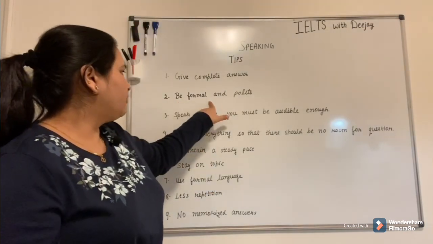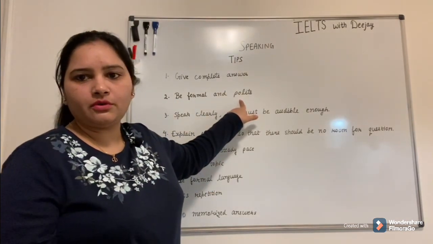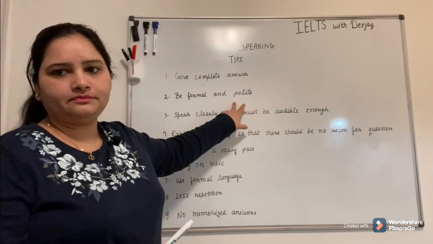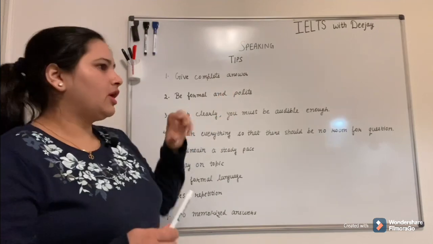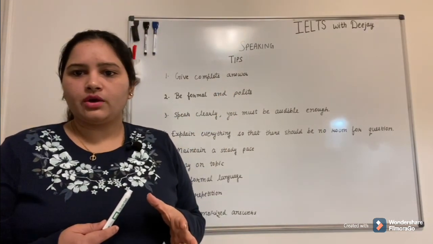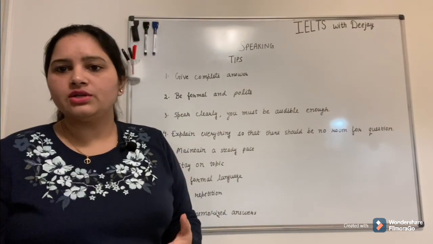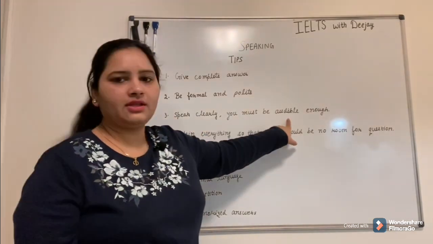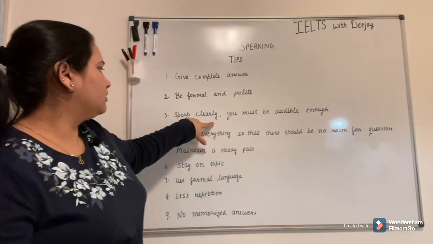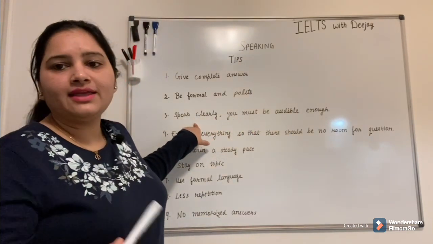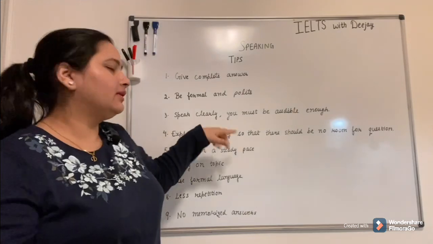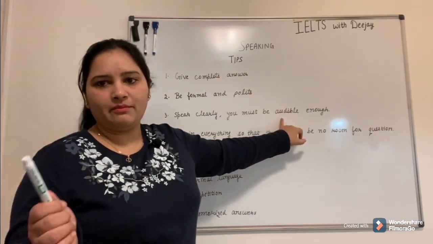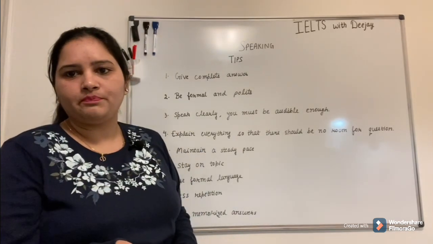Then you have to be formal and polite. This is really important. You have to be formal and you have to be very polite. Okay? You have to be very calm and composed when you are speaking. This is how you are judged. And then you have to speak clearly. You must be audible enough. Speak in a clear way so that the examiner can understand well, and the recording would be perfectly fine. You must be audible to the examiner as well as to the recording device.